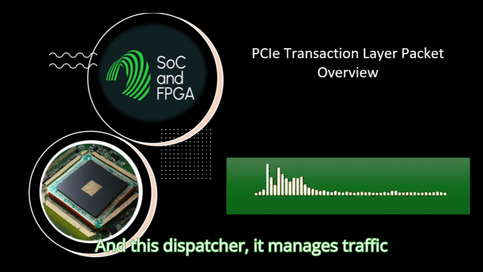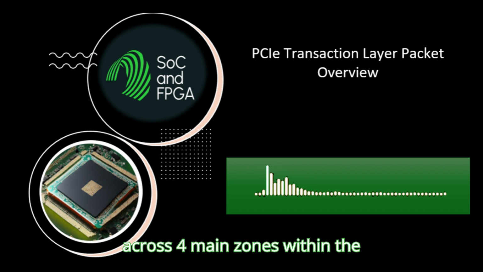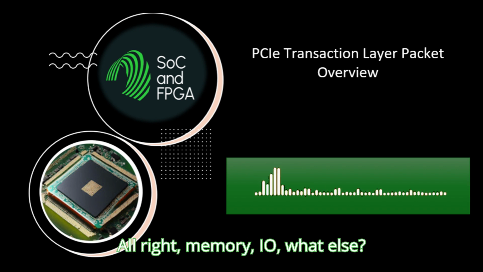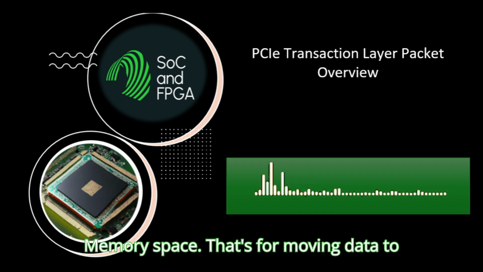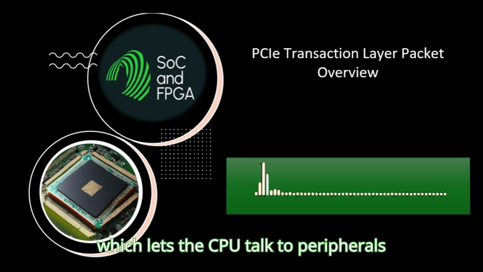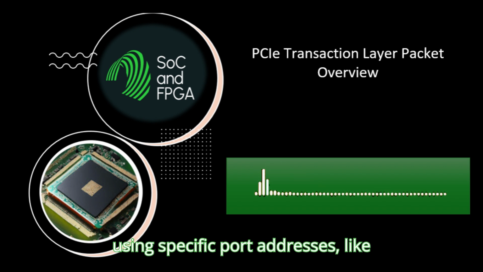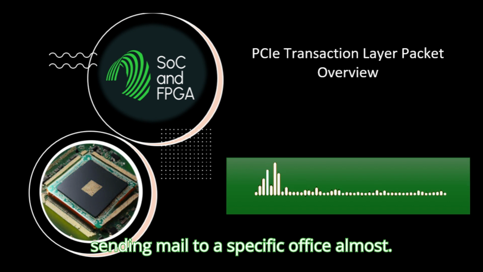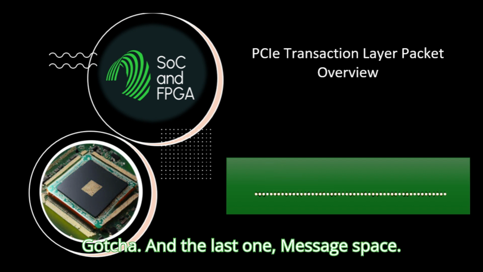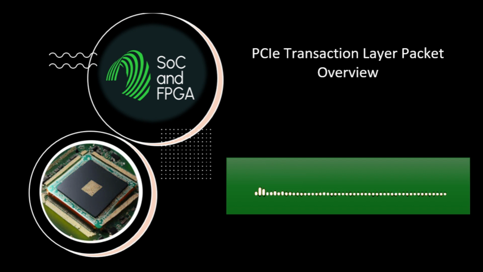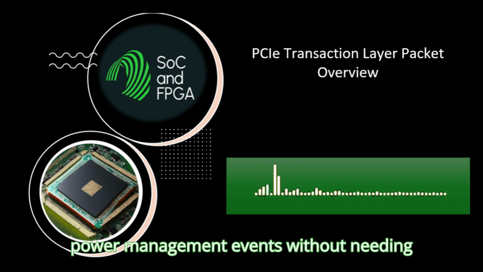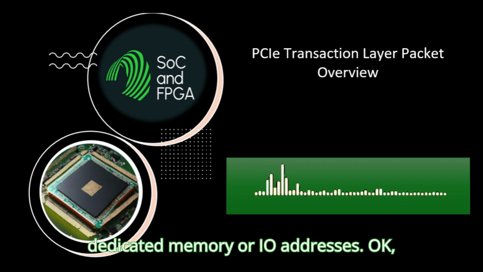Makes sense. And this dispatcher manages traffic across 4 main zones within the PCIe system. We call them address spaces. Right. Memory, I/O, what else? Memory space is for moving data to and from your main RAM. Then I/O space lets the CPU talk to peripherals using specific port addresses, like sending mail to a specific office, almost. Configuration space is crucial for boot up, discovering devices, setting them up. Gotcha. And the last one? Message space. This is for quick signals, think digital sticky notes, things like interrupts or power management events, without needing dedicated memory or I/O addresses.